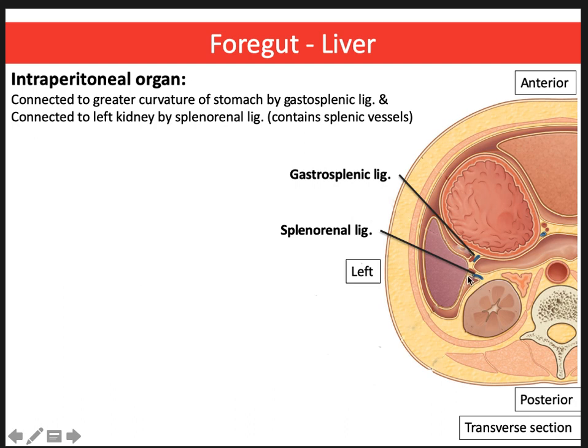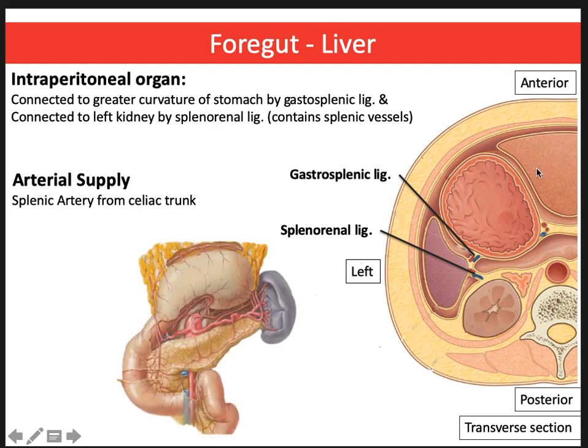So: parietal peritoneum, splenorenal ligament, spleen, kidney. You have your visceral peritoneum that will encircle the spleen, and then it will jump to your stomach, which is also intraperitoneal, forming what we call the gastrosplenic ligament. These are just connections between different organs, and here you have your lesser omentum that will connect the stomach to your liver right here.